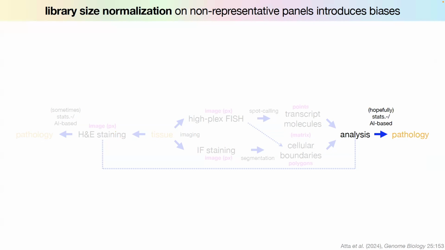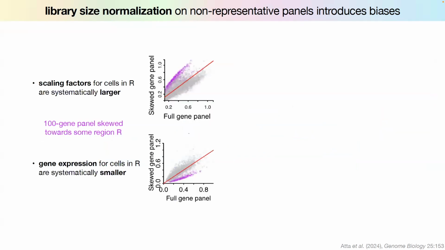And I think that's another big problem that people are skipping over in most papers. There was a paper that came out, I think, last year where they show, okay, if you have 100 genes that are skewed towards a specific region, you tend to get very high size factors. And then if you normalize, you get very low expression.